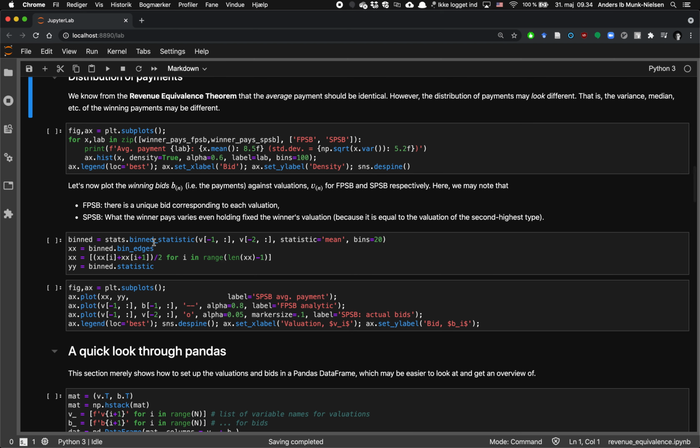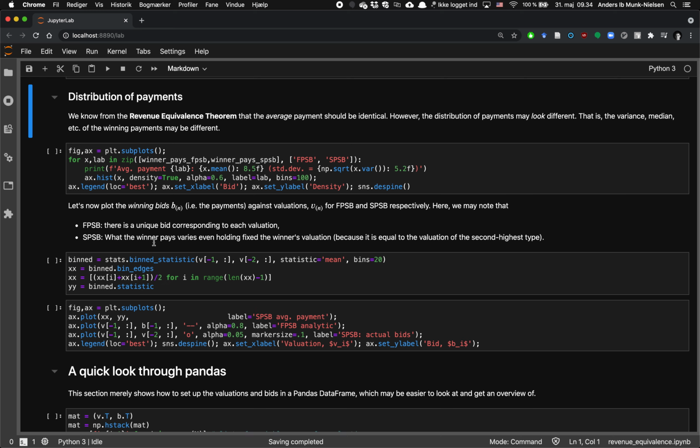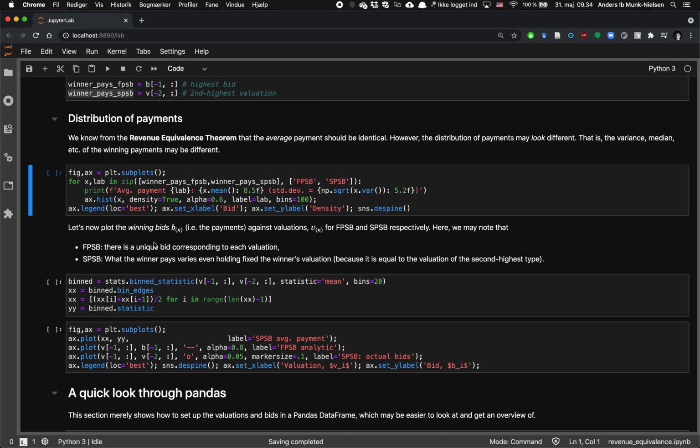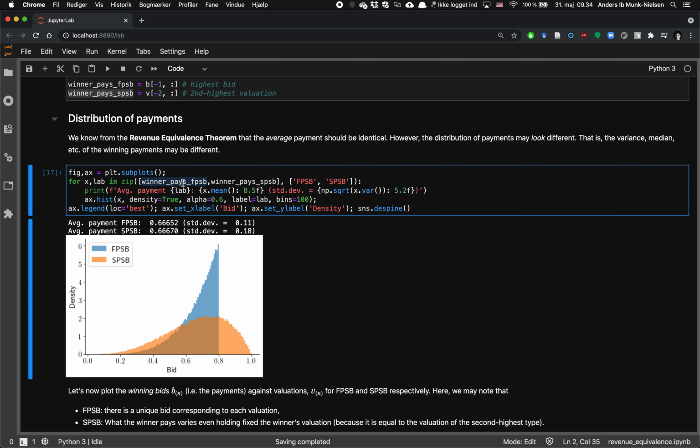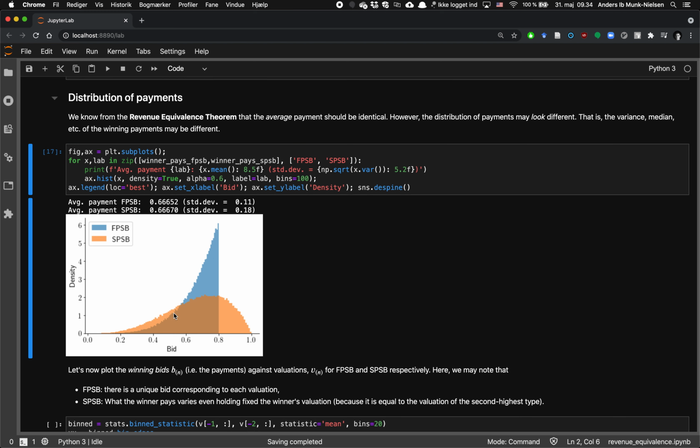All right, so let's just have a look at what the payments look like in those two auctions, because they're probably going to be different. So we loop through first, what does the winner pay in a first price sealed bid? What does the winner pay in a second price sealed bid? And we do a histogram of this X variable. And what we can see is that in the first price sealed bid auction, nobody ever pays more than 0.8.